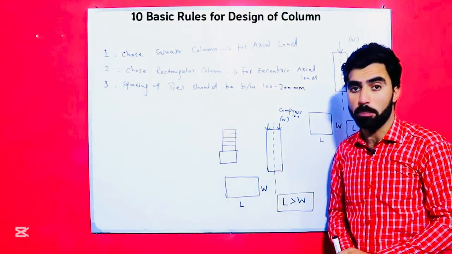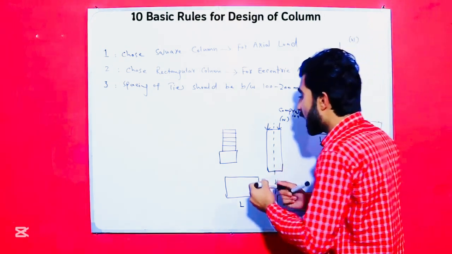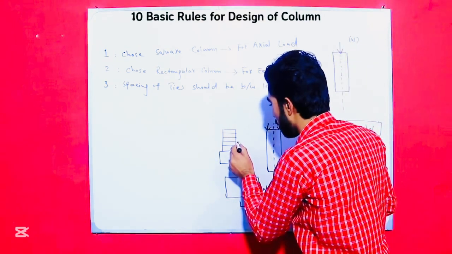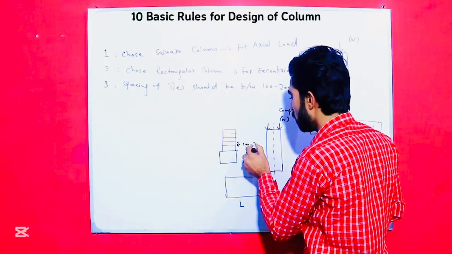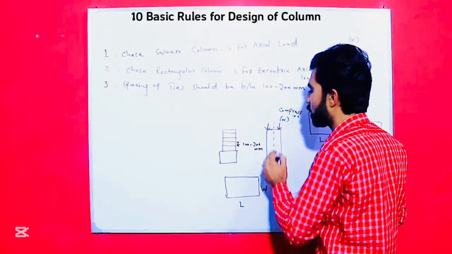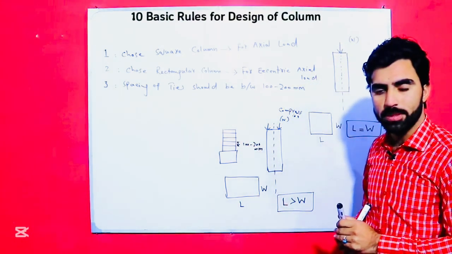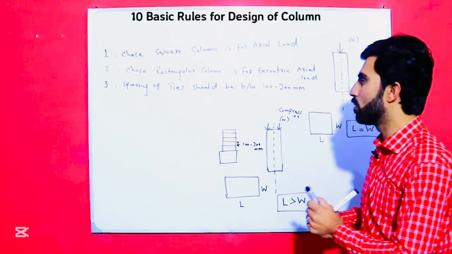This is the second basic rule. The tie spacing should be between 100 to 200 mm, and this you can select. This is the third basic rule.